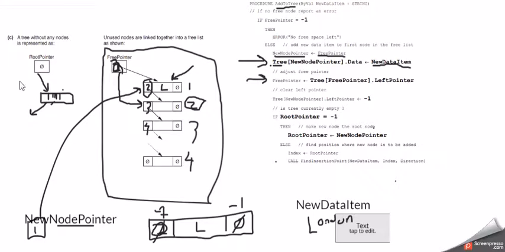Now what we want to do is actually check this tree out, the current tree we've got. And we're going to first ask, is it empty? Is there nothing in it? If there's nothing in it, we can just put it in straight away.